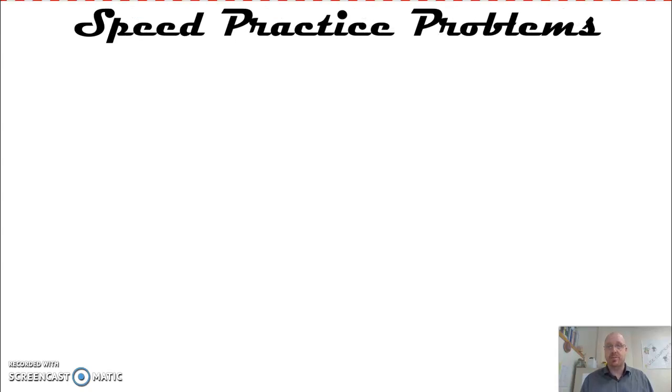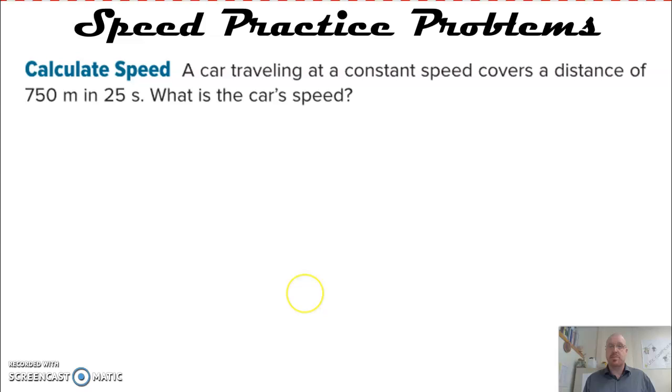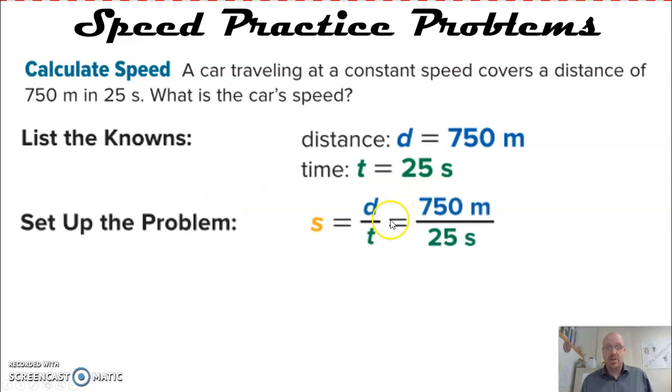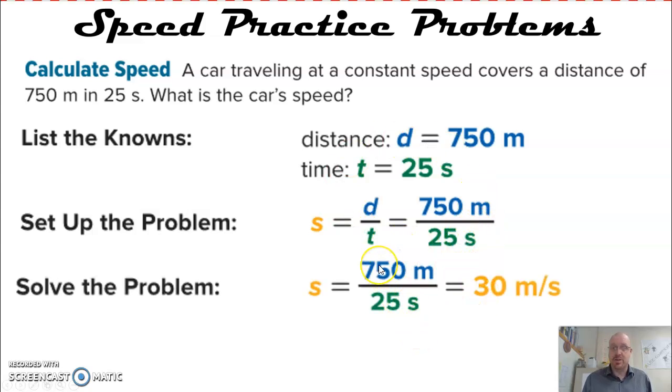Let's look at a couple of practice problems where we look at speed. So we're going to calculate the speed of a car. The car is traveling at a constant speed, and it covers a distance of 750 meters in 25 seconds. Well, if we look at our formula, we have two knowns, and we're going to figure out the third. We know the distance, which is 750 meters, and we know the time. So our formula is speed equals distance divided by time. And we look at it, we have 750 meters divided by 25 seconds. And that gives us 30 meters per second was our constant speed.